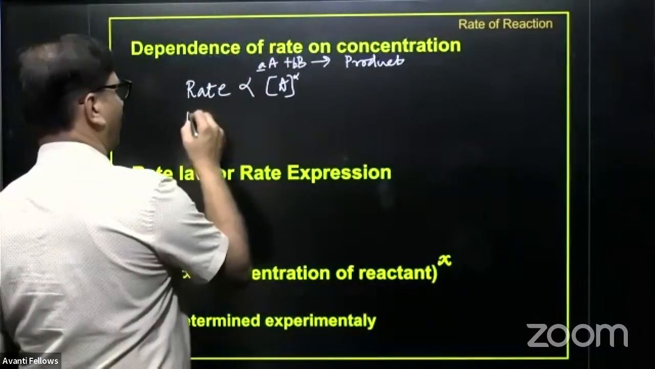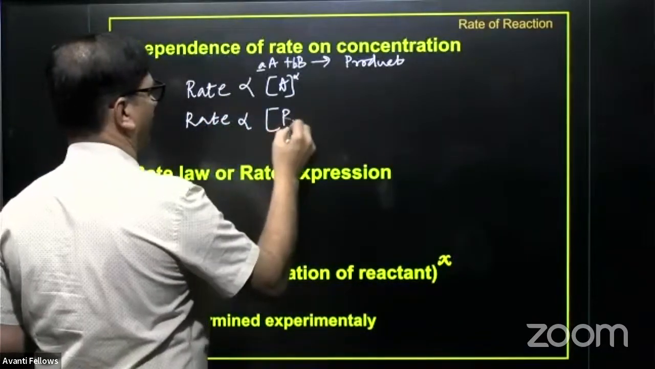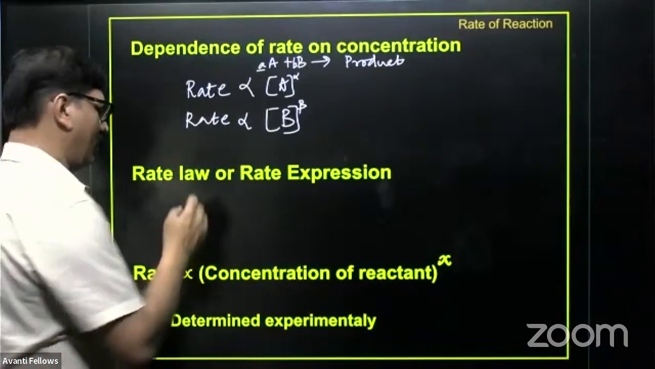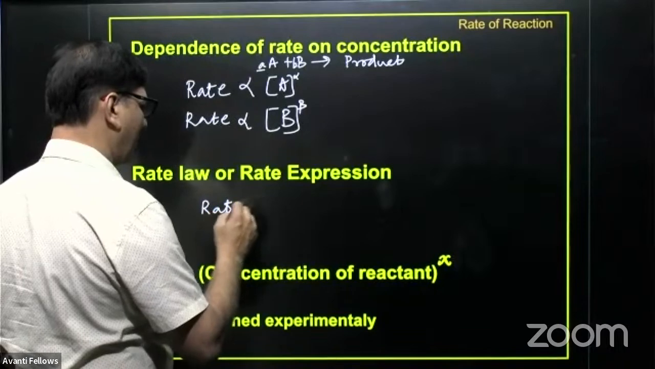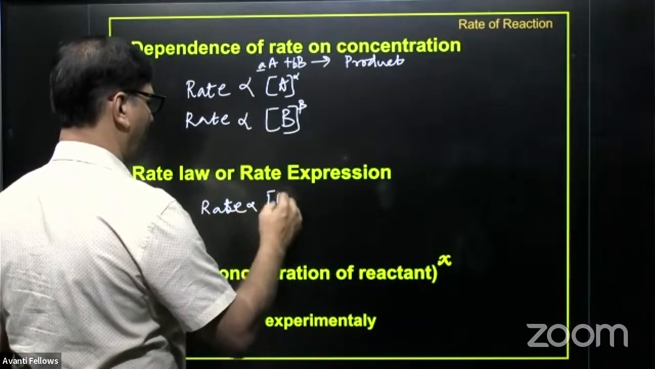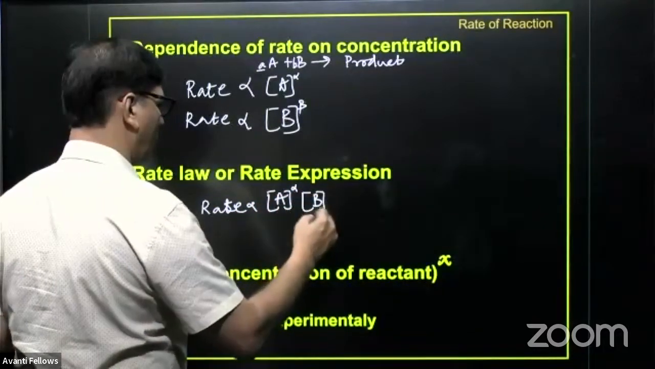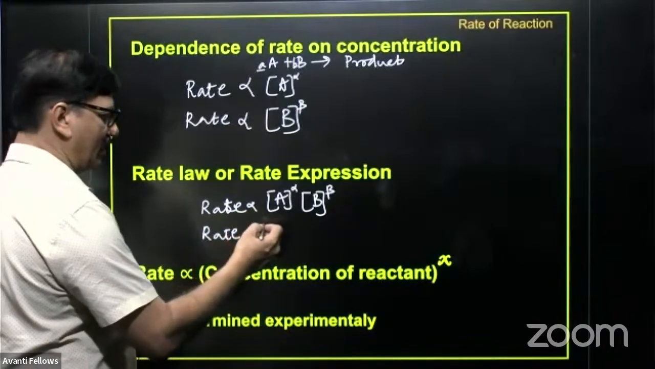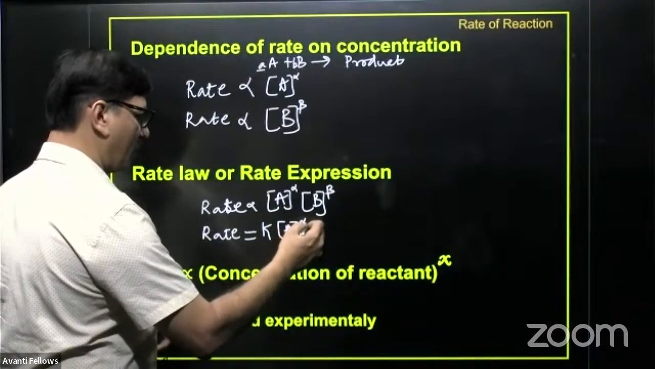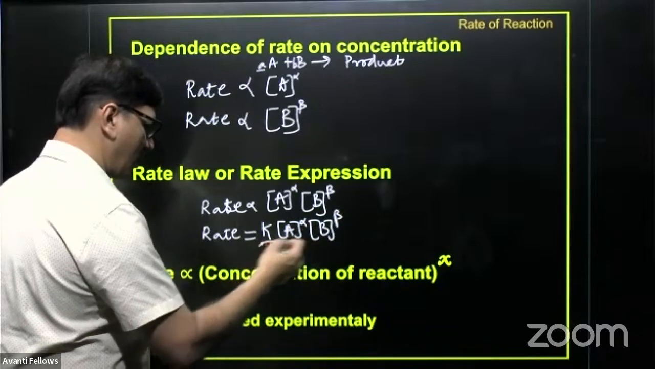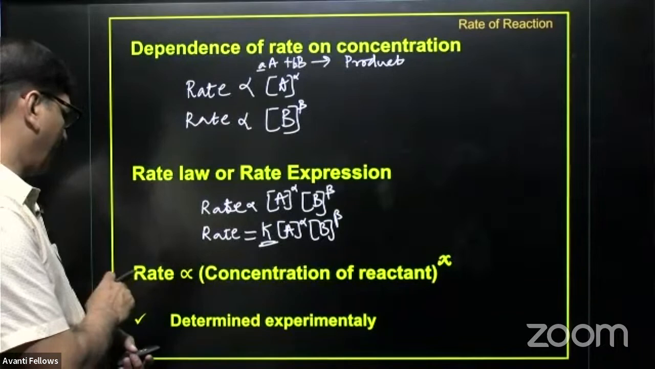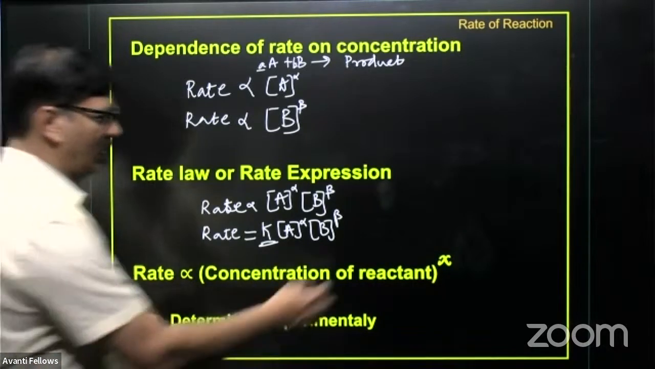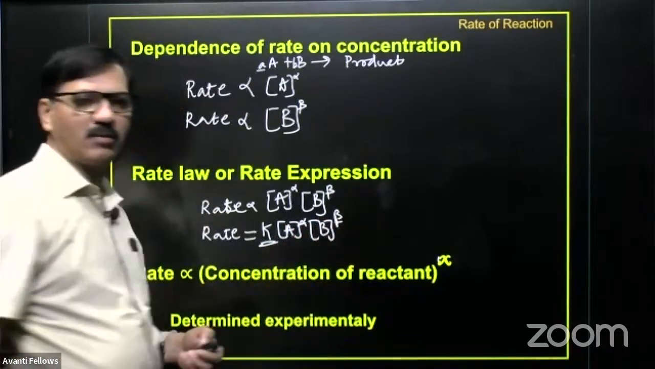And the rate also depends upon the concentration of B to the power beta. So the expression can be done in this way. Rate law expression: rate is directly proportional to the concentration of A to the power alpha and the concentration of B to the power beta. Or, whenever you convert into an equals sign, there will be a rate constant: rate equals K, A to the power alpha and B to the power beta. This K is called the rate constant. So the rate is directly proportional to the concentration of reactants. This alpha and beta are experimentally determined.